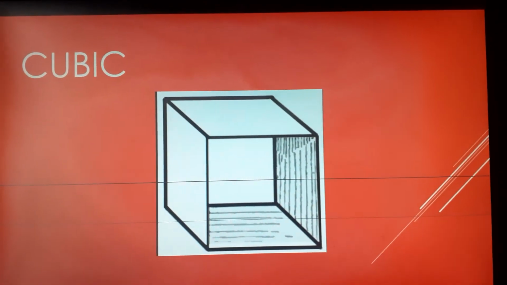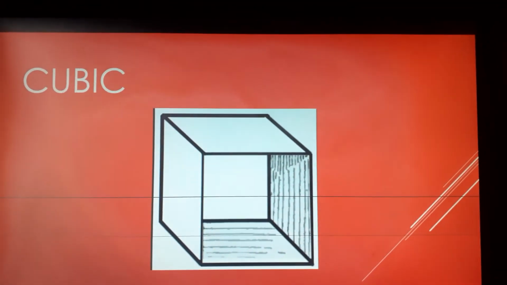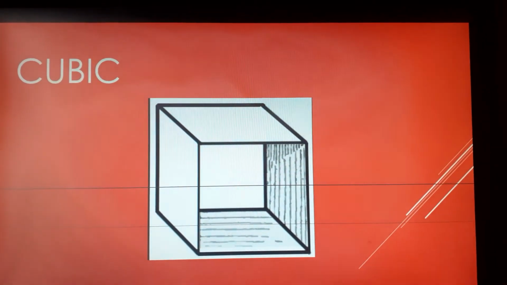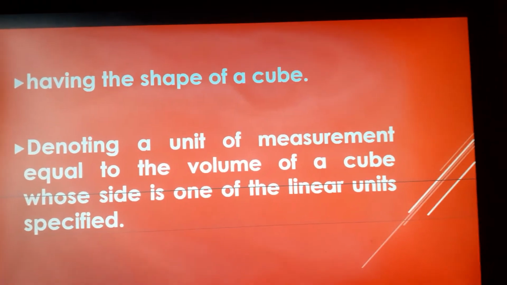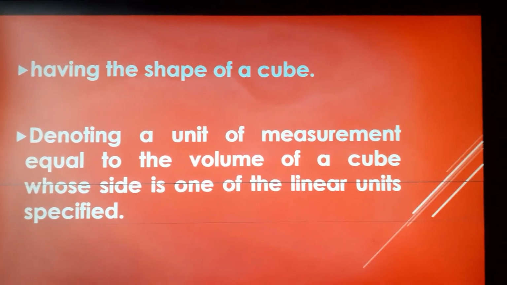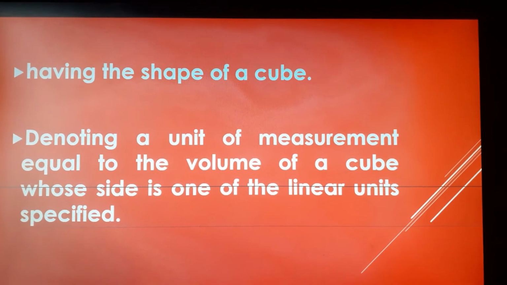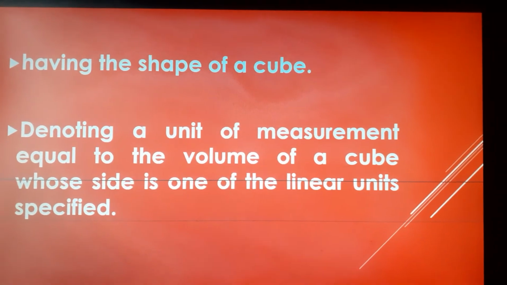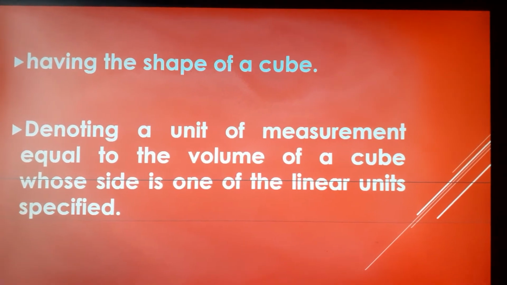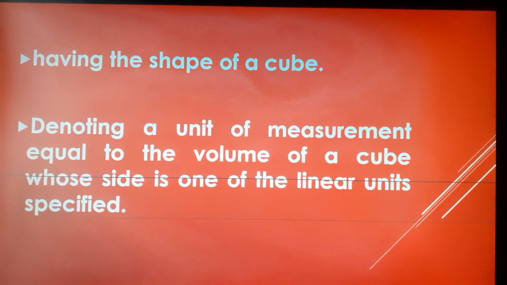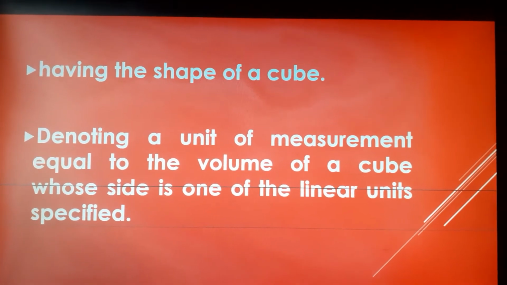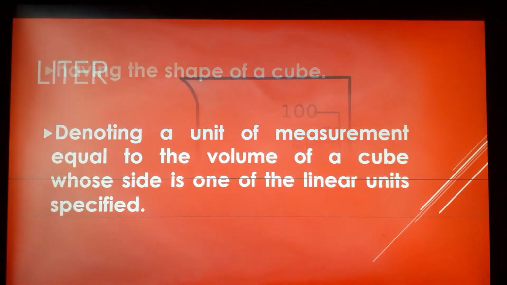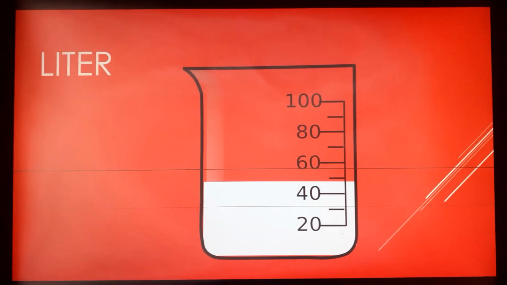The second word is cubic. As you can see, cubic comes from the word cube. You see the cube there, the drawing, and it says that cubic is having the shape of a cube, and also denoting a unit of measurement equal to the volume of a cube whose side is one of the linear units specified. So when we are talking about cubic, we are talking about a space that has the shape of a cube.